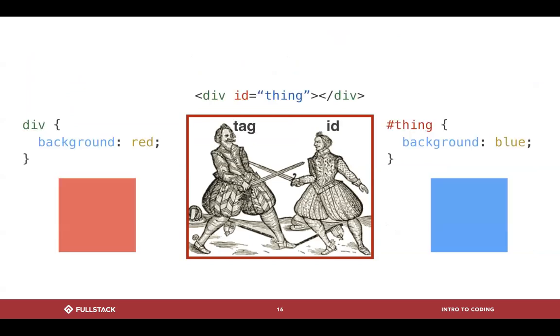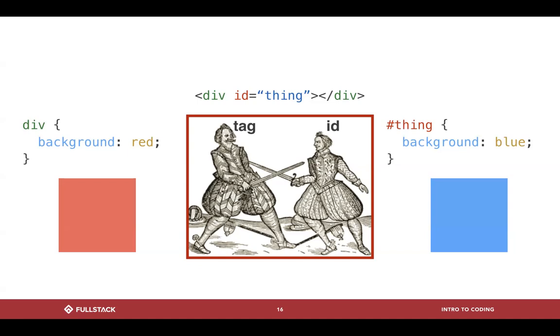What happens? Here I have div and I have ID thing. As you can see in the HTML there, there's a div with an ID of thing. The div rule is trying to set a background to red. The thing rule is trying to set a background to blue. So we've got two rules trying to make a declaration about the same property. Both are trying to affect background.